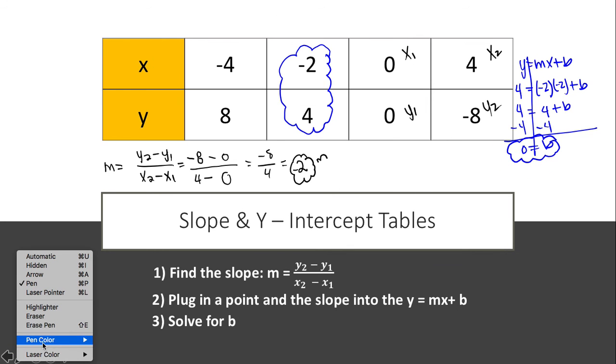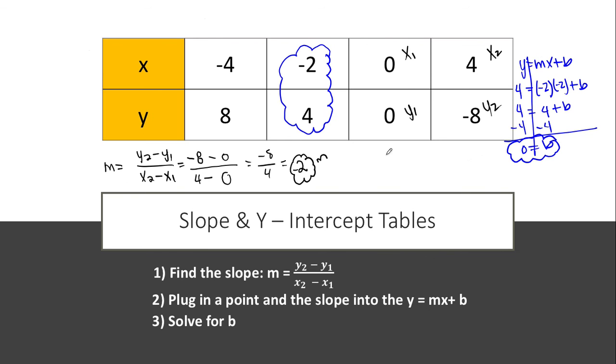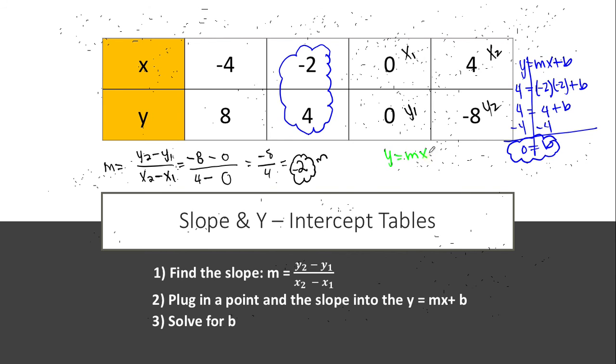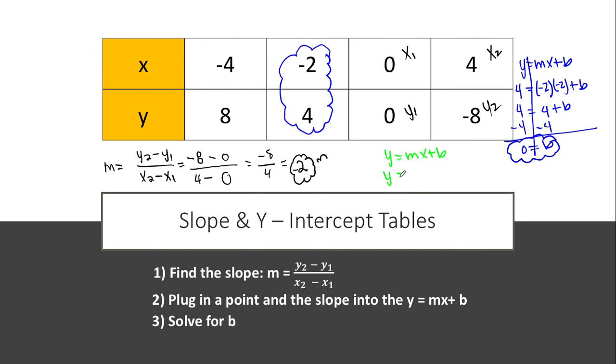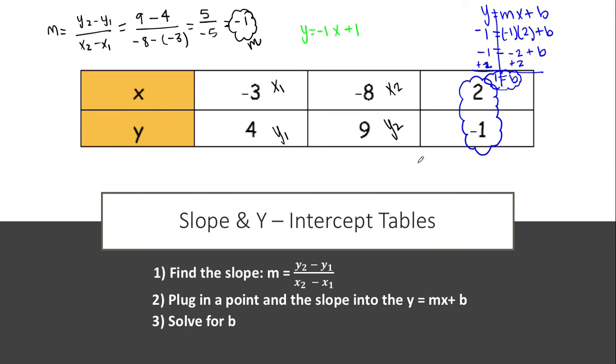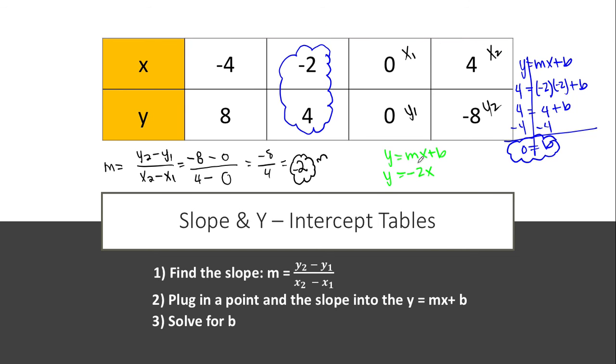So what's my equation? Again, you should have already done this because you paused the video and did it all out yourself. So y equals negative 2x plus 0, but I'm not going to write that plus 0. What can you tell me about this table? If you know the y-intercept is 0, what does that tell you? It's proportional. Those are the two example questions I wanted to go over.